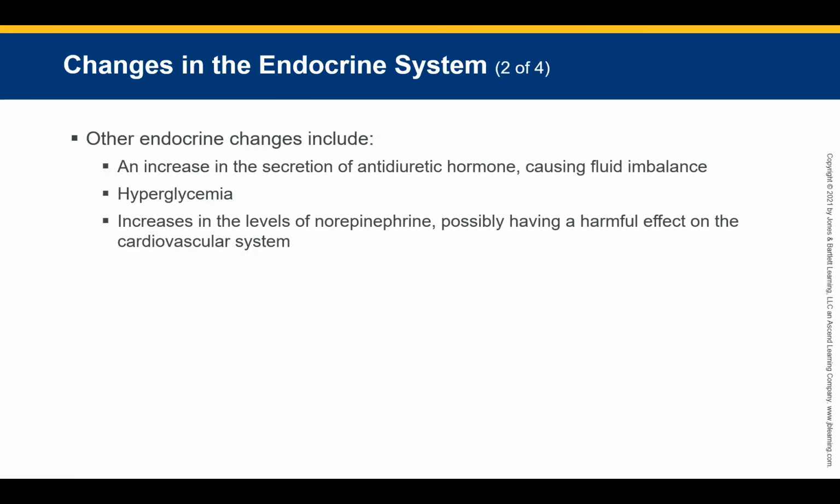All right, some other endocrine changes. An increase in the secretion of antidiuretic hormone causes a fluid imbalance. You have some hyperglycemia. This is an increase of norepinephrine. It's possible having a harmful effect on the cardiovascular system because of the norepinephrine drop. It's slowing their heart. They're going to have more issues with that because their body's wanting to just slow down. They don't have that ability.